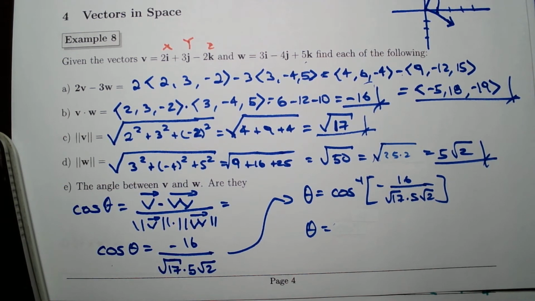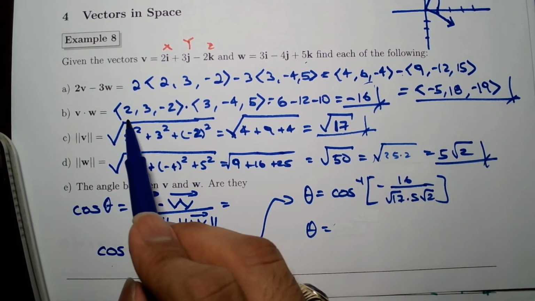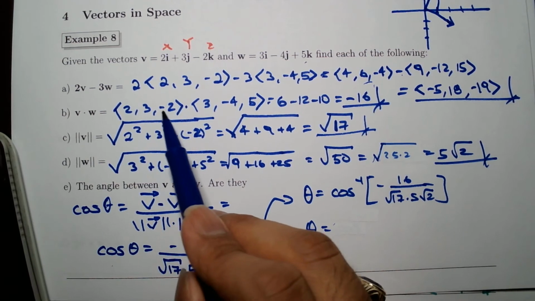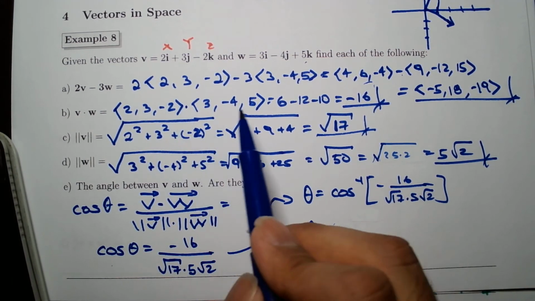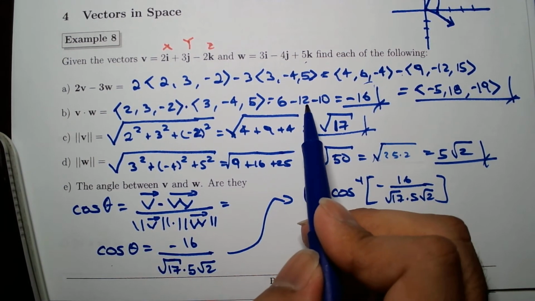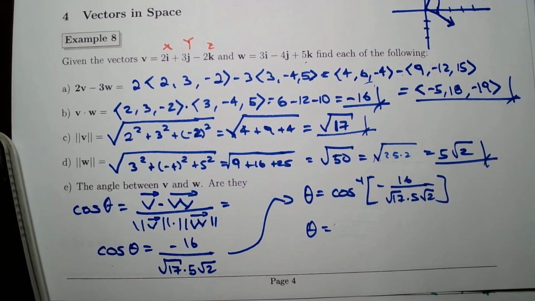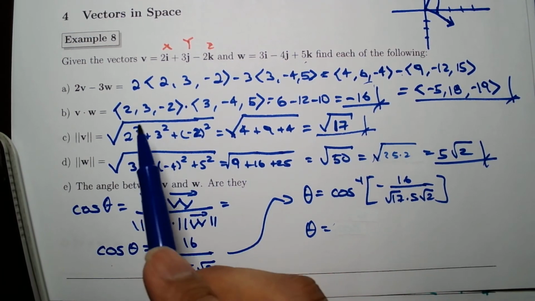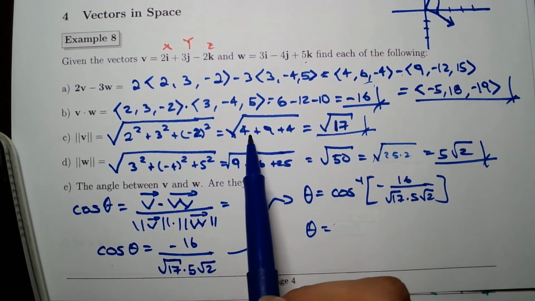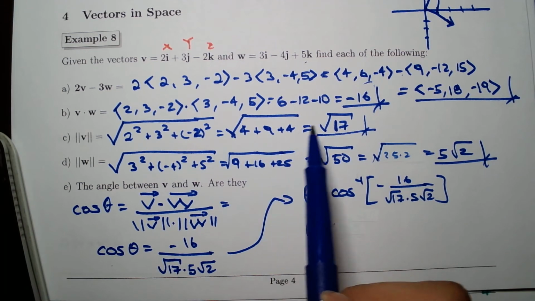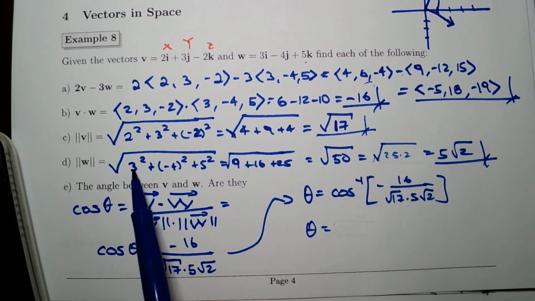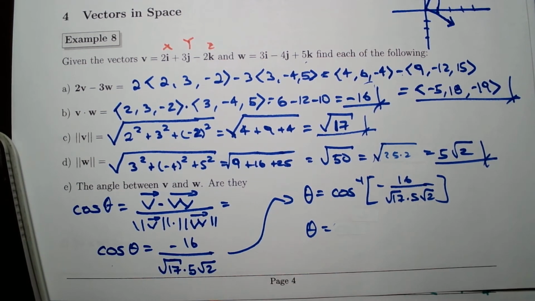So there's something wrong over here. Okay, let me double check. 2 times 3, that's 6. 3 times 4, 12, negative. 2 times 5, negative 10, negative 22, plus 6, that's a negative 16. And then the magnitude, so that's 4 plus 9, 17, and then 9 plus 16, 25, so that's 25.